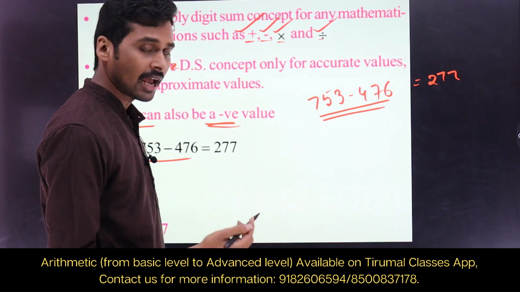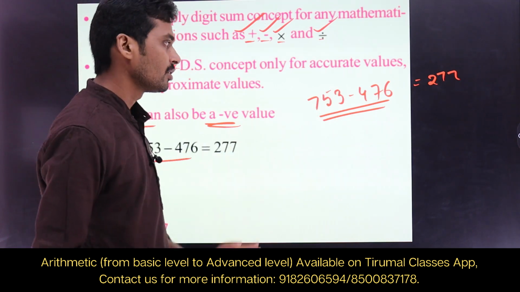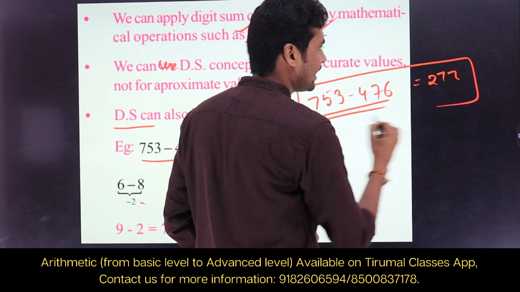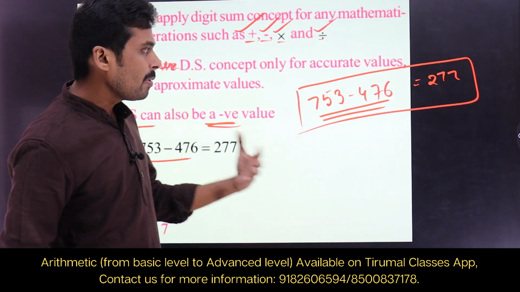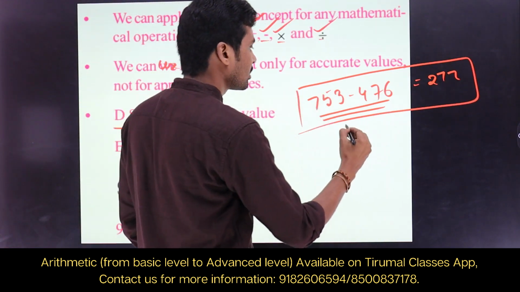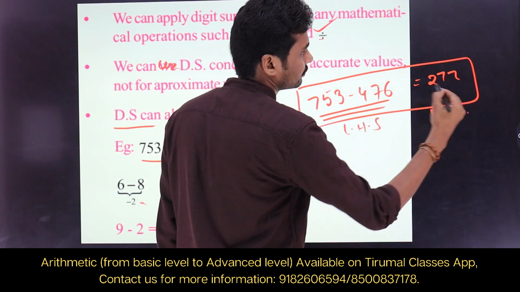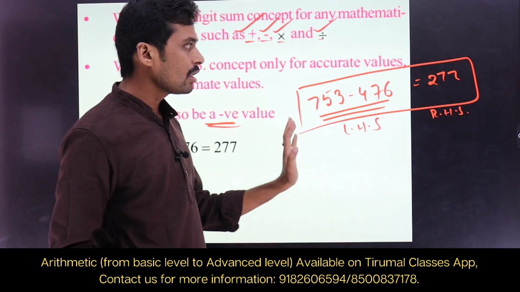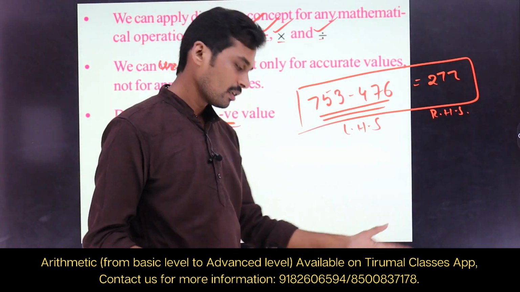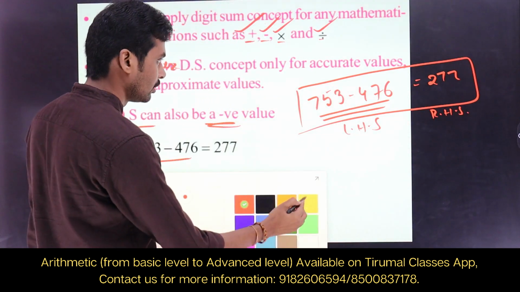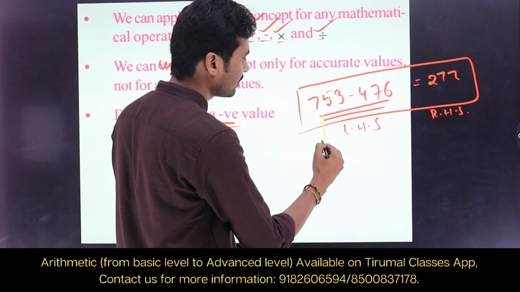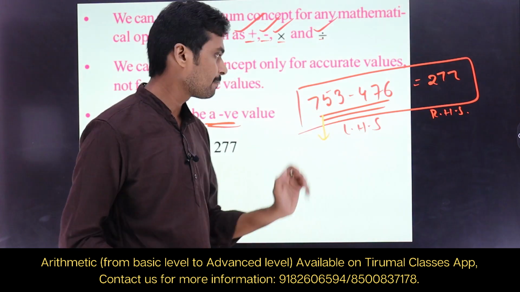Let's see what happens if I go by the digit sum. This is the main calculation. This is the LHS, the left side part, and this is the right side part. By digit sum also we can prove that both are the same. Let's take the digit sum of the left side part.